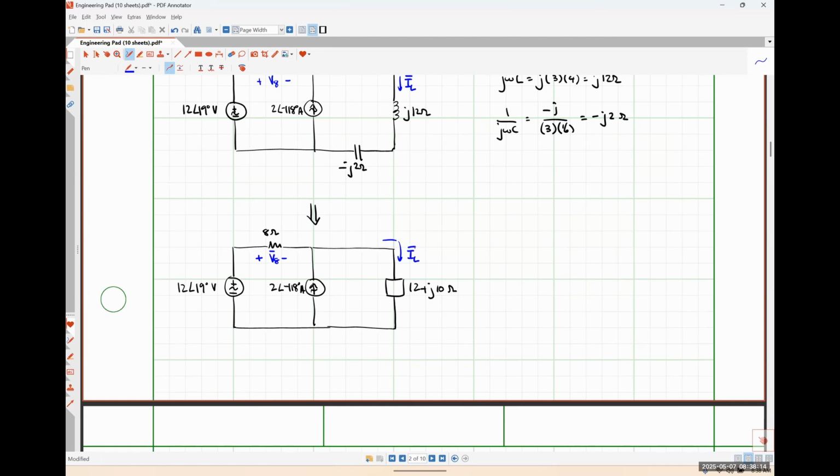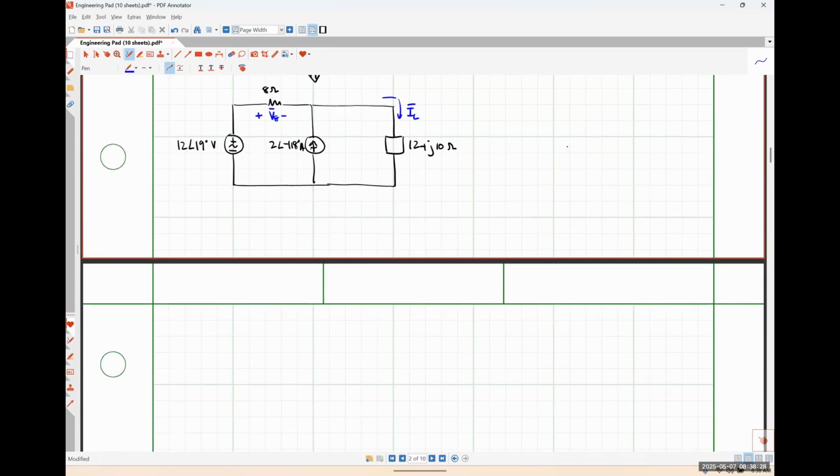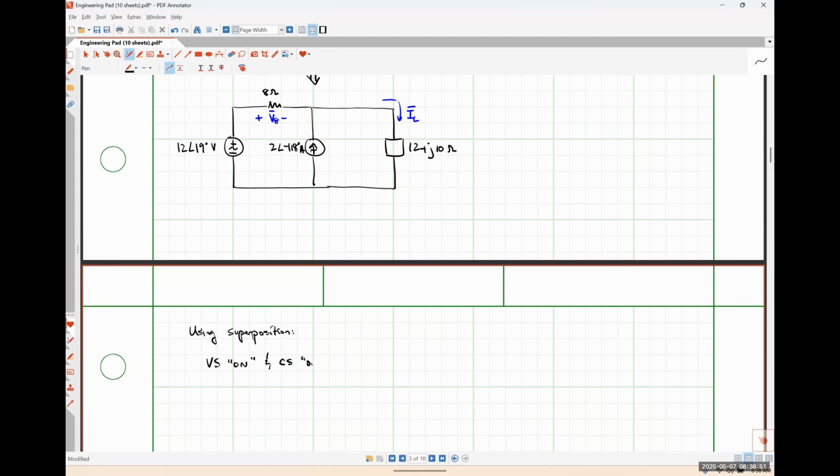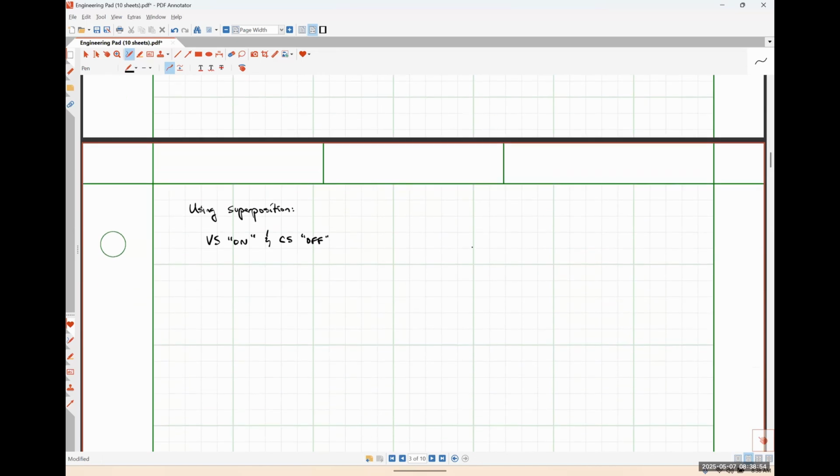So what I'm going to do to analyze this circuit, because I want to explicitly remind you of how to employ voltage division and current division, is I'm going to use superposition here. So using superposition, we're going to have one circuit where VS is on and our current source is off. So that would look like this guy right here.